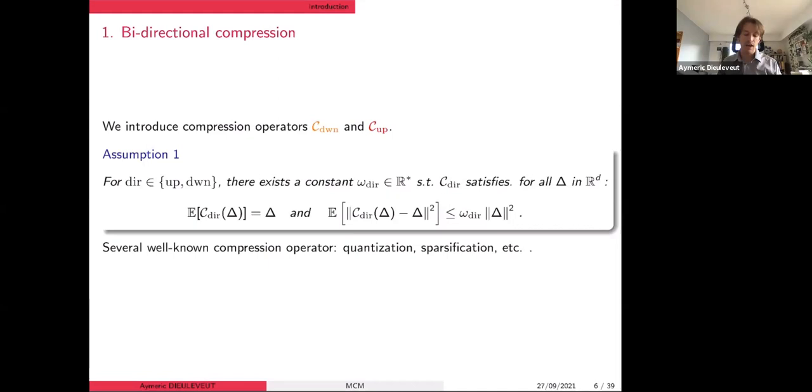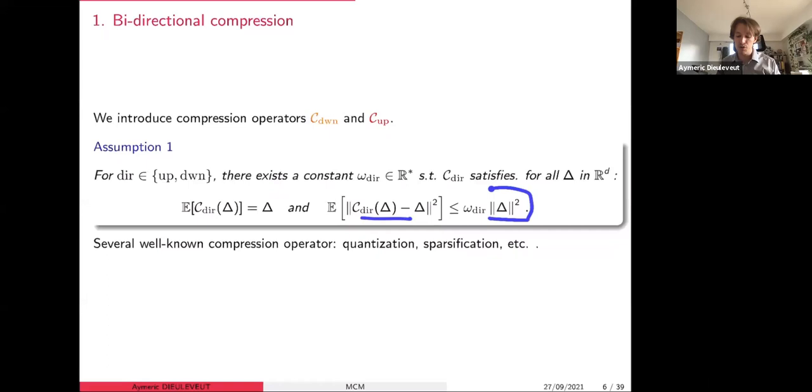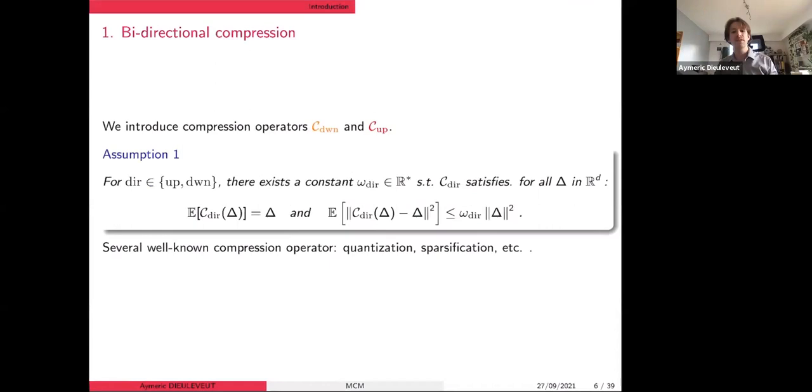So let me first state the assumption I'm going to make on the compression operators. I'm going to assume that both these compression operators are unbiased, meaning that the expectation of the compression of any vector is the vector itself. So these compression operators have to be random. And I also make an assumption on the squared distance between the compressed vector and its expectation. So this is the variance of the compression operator. I assume that there exist two different constants, omega up and omega down, that quantify how strong the compression factor is. And as I mentioned before, we assume that this variance is proportional to the scale of the vector that is compressed. That applies to many different compression operators like quantization, sparsification, and many other ones have been shown to satisfy this assumption.